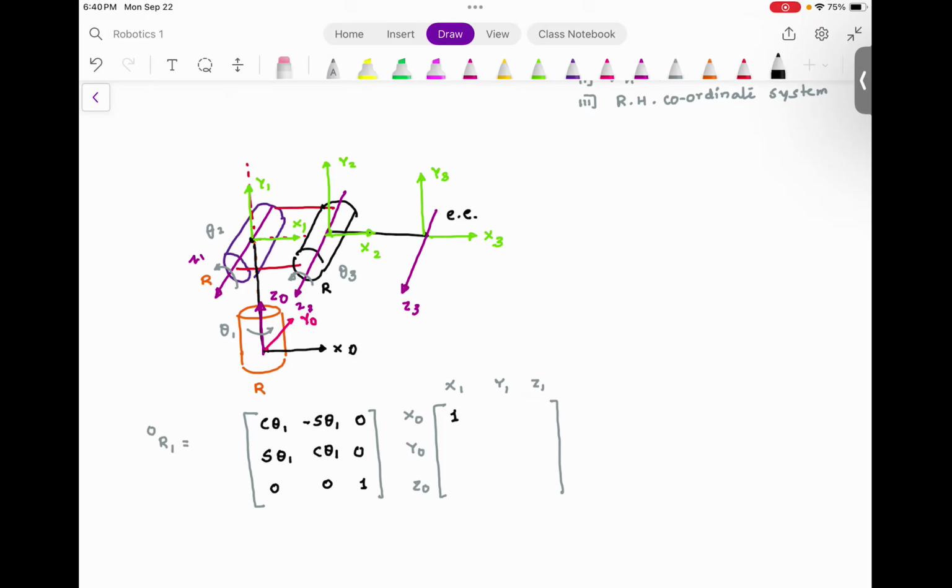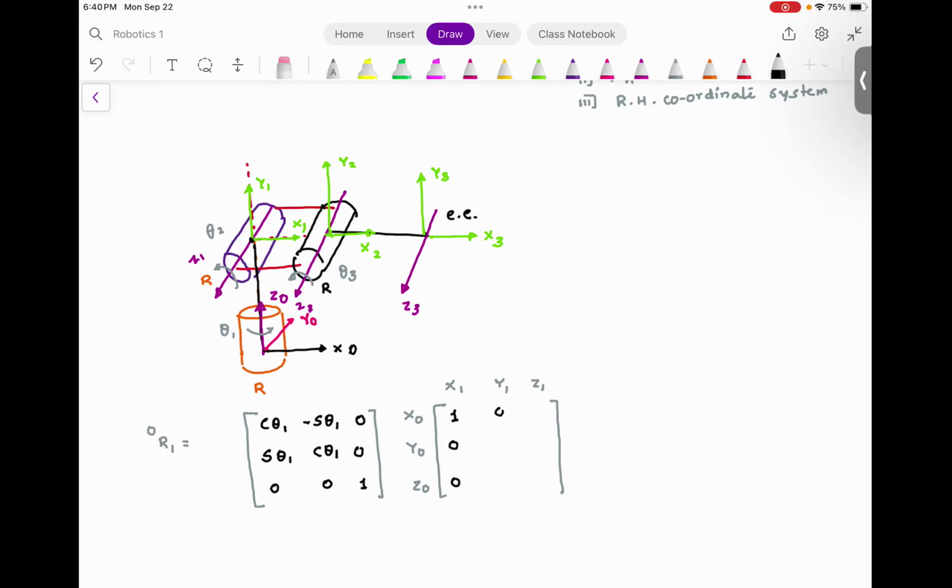x1 is not aligned with y0. x1 is not aligned with z0. Do you agree with me? Now let's look at y1. Can you see in this case, y1 is not aligned with y0. y1 is aligned with z0. You agree with me? Can you see y1 is going in the upward direction?